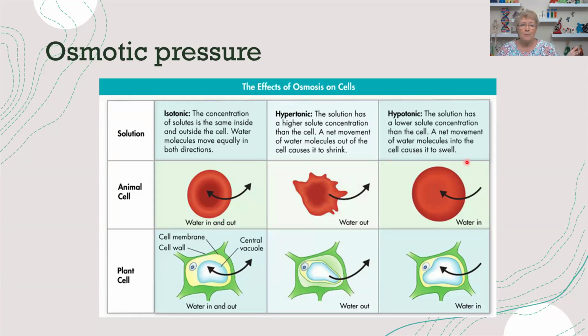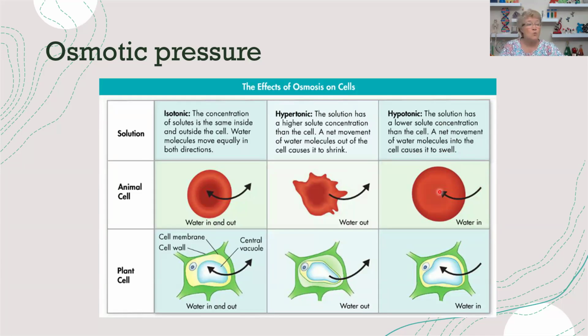So if we do the opposite, if we put it into a distilled water solution where there's no salt on the outside, and now there's a lot of salt inside the cell compared to what's outside, now water is going to rush into the cell and it can cause that cell to burst. So much water can rush in.